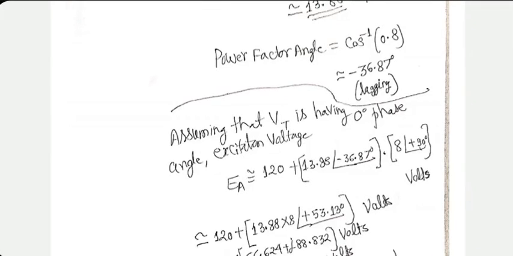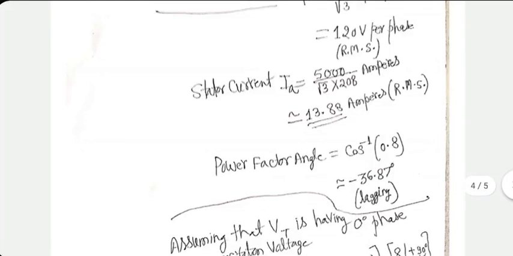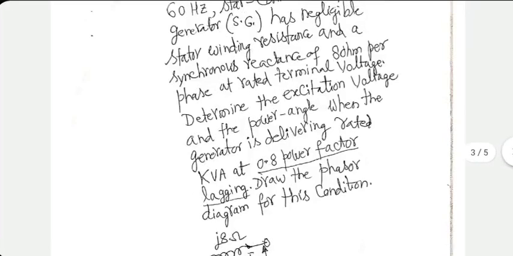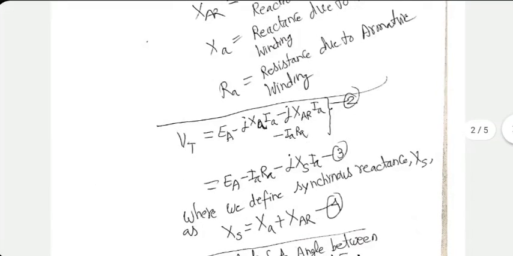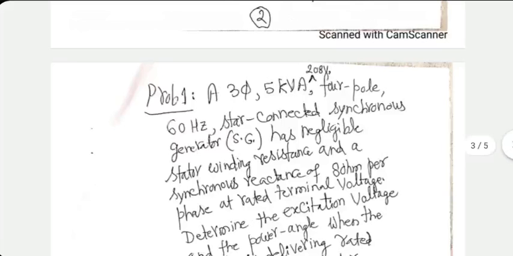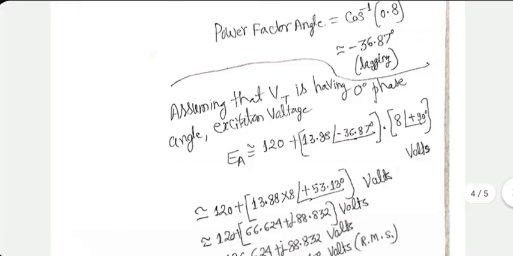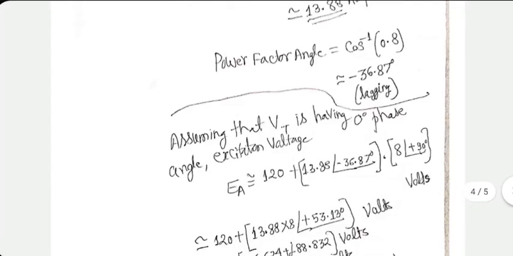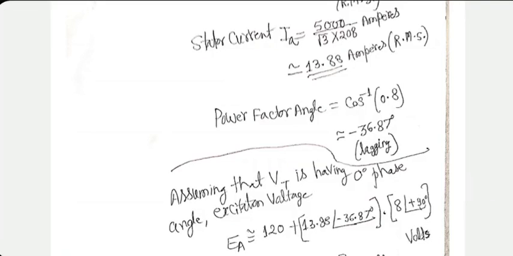the excitation voltage or back EMF will have to be calculated using this equation, equation 3. Remember, RA is 0. So VT plus JXSIA will give you EA. That's what I'm doing here. I'm assuming that 120 volt is at 0 degree phase shift. I'm assuming that that's the reference voltage for calculation. So then I plug in the values, 120 plus 13.88 ampere magnitude, and the angle is minus 36.87 degrees.